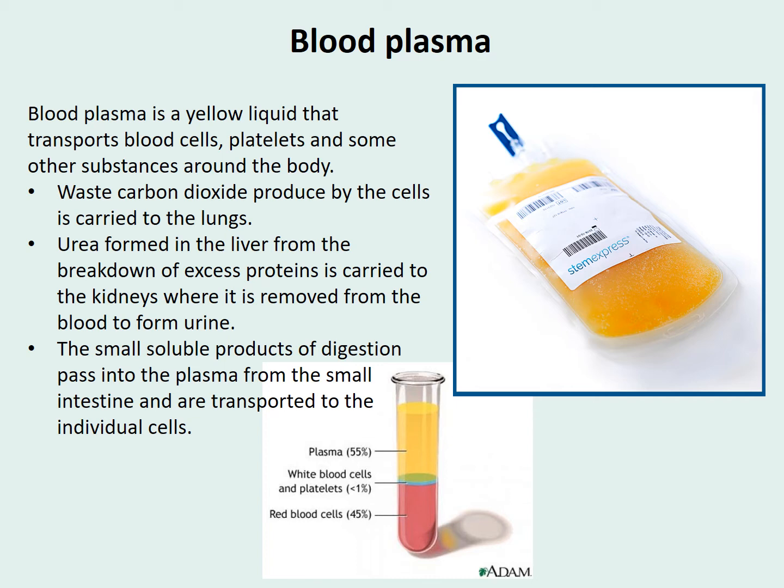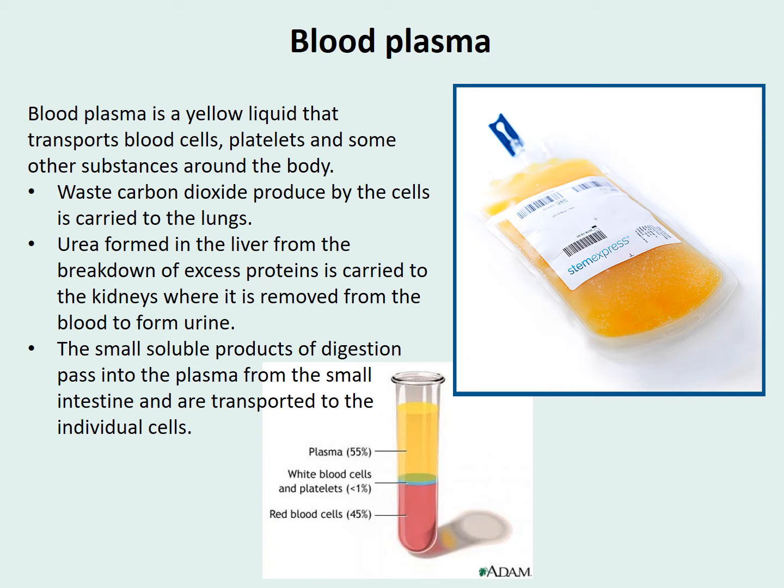Now, carbon dioxide that's produced during respiration from all of the cells will dissolve into the plasma. So the red blood cells are not the ones that are taking the carbon dioxide back to the lungs. It's actually in this plasma. You also carry urea in it. Urea is formed in the liver through a breakdown of proteins and things like that. And it will be transported in the plasma, and then it will go to the kidneys where it's removed.